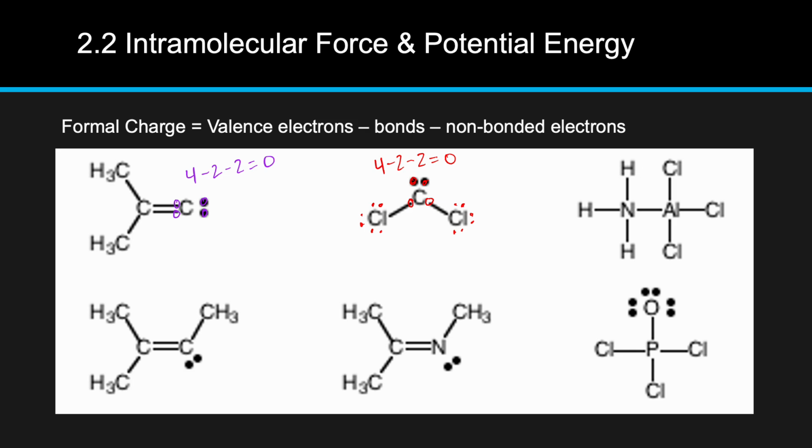Now moving on to the top right molecule, we are going to first look at this nitrogen. We know nitrogen typically wants 3 bonds and 1 lone pair, but it has 4 bonds. So nitrogen has 5 valence electrons, minus 4 bonds, and no non-bonded electrons. So that gives us a positive 1 formal charge. So we would put a positive right next to this nitrogen.